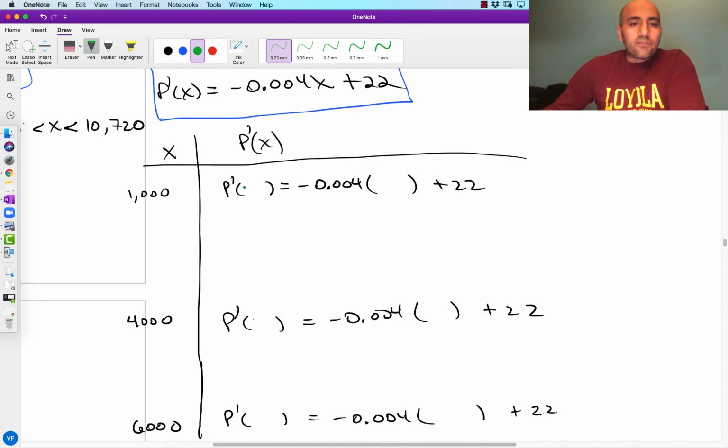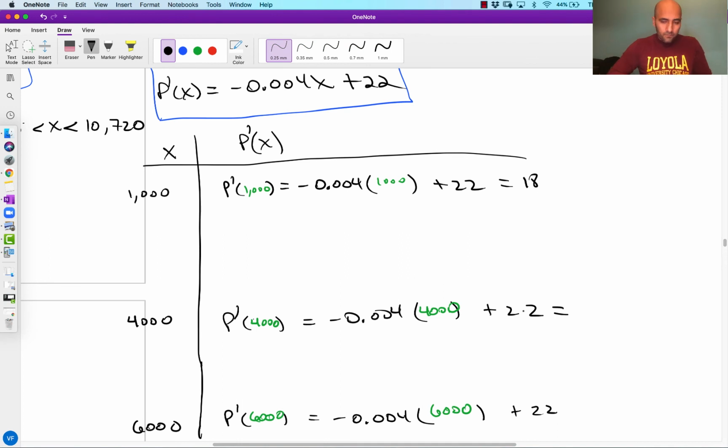So for 1,000, we just put 1,000 in here. For 4,000, we put 4,000 in here, and 4,000 in here. And for 6,000, we put 6,000 in here, and 6,000 in there. Okay, so let's calculate each one of these. Okay, and let's interpret these.